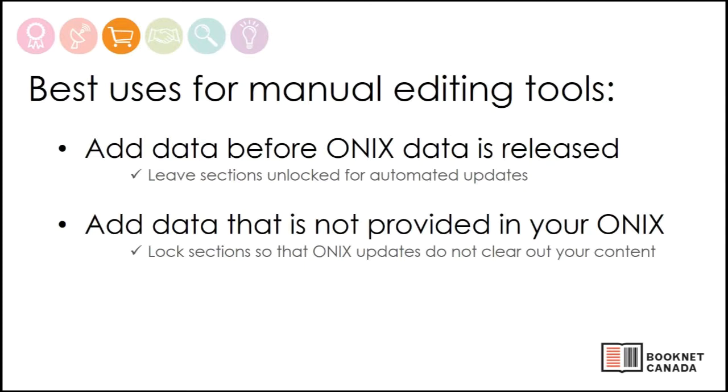So the rest of the fields can update, like price or publication date, but when those updates come in, they don't clear out any of the data that you have manually added. So an ONIX update updates the entire record, not just the price or pub date. So if you don't lock in the manually added promotion data, it will get overwritten. So if you're providing data that's additional to your ONIX feed, do lock those sections in.